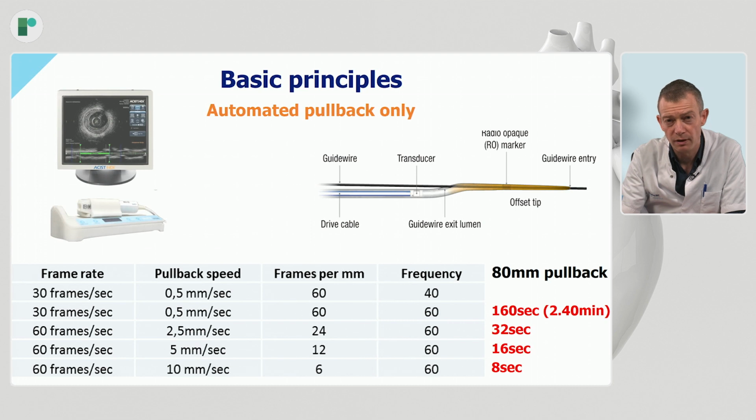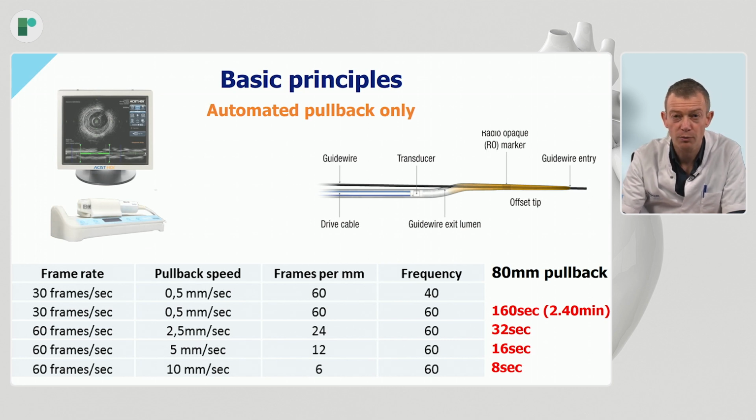Typically, most systems allow you to do IVUS pullbacks at 0.5 to 1 millimeter per second. But please bear in mind, the system allows you to do pullbacks of almost 12 centimeters, which would mean almost 2.4 minutes of imaging at a speed of 0.5 millimeter per second. And if you want to do multiple pullbacks, that really starts to become time consuming.